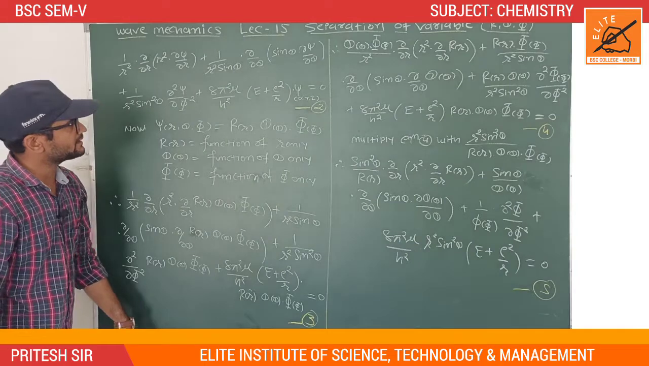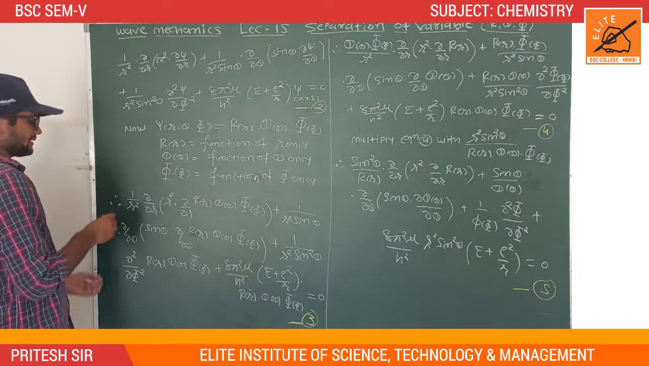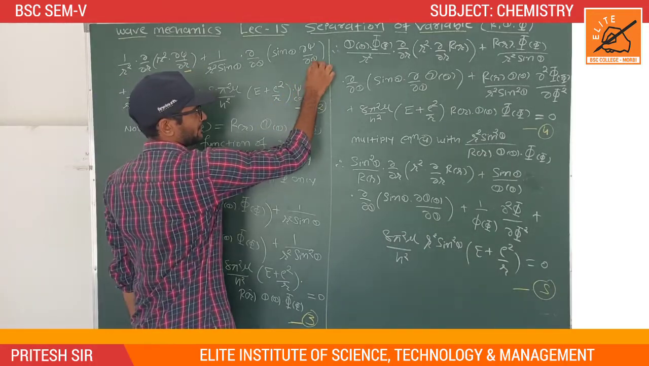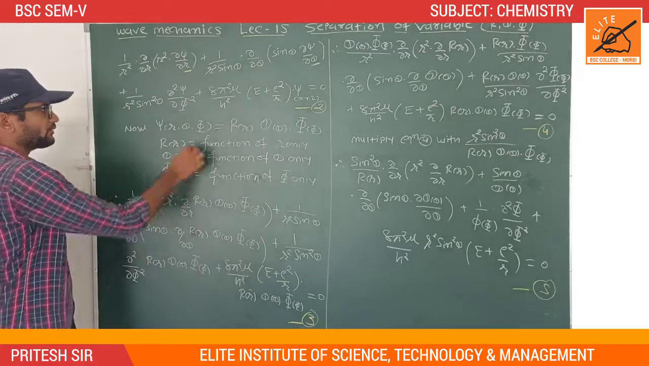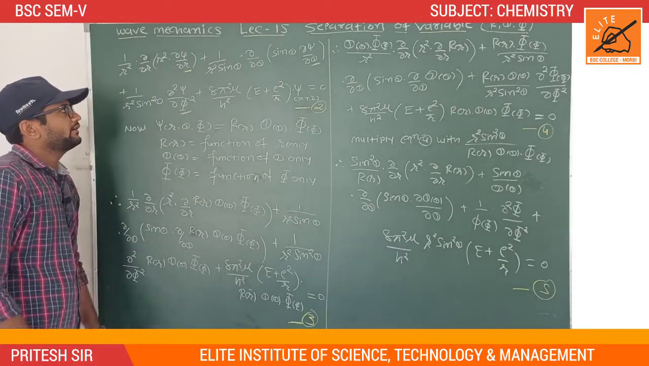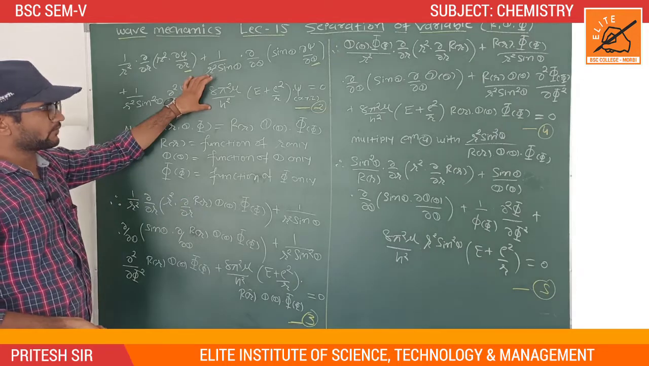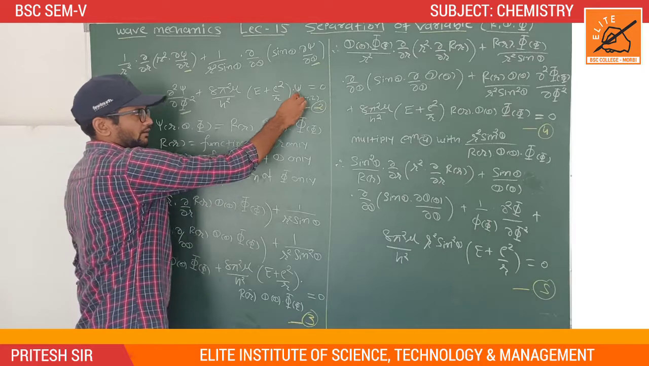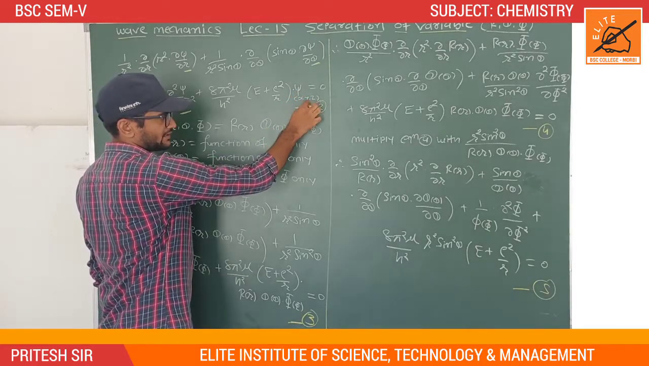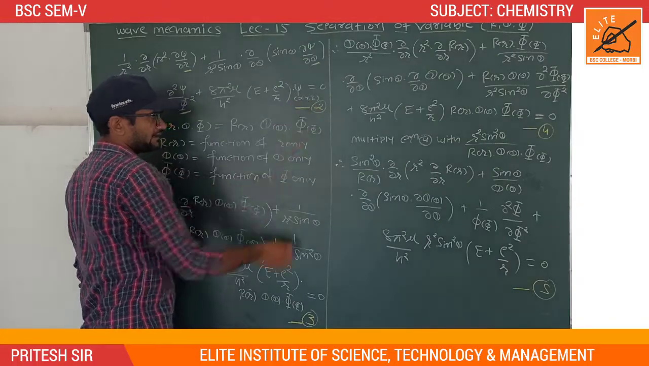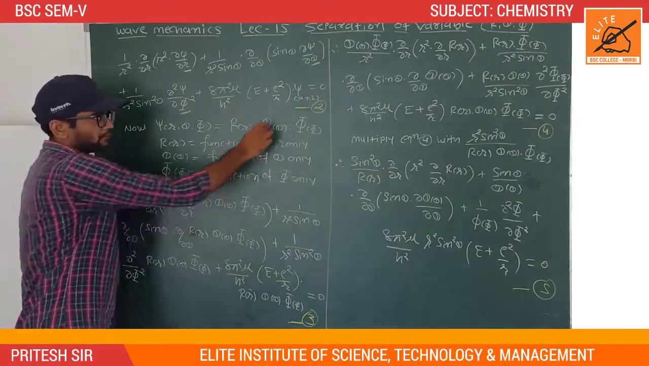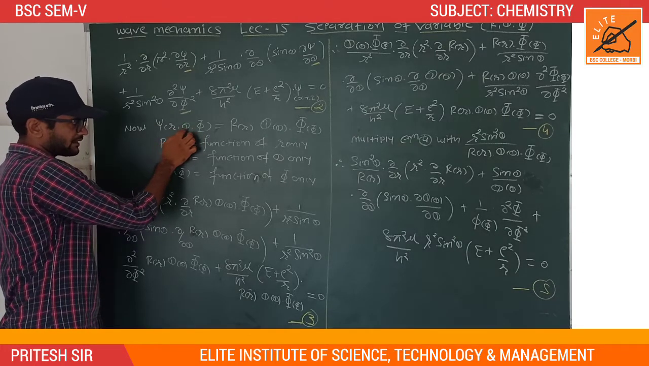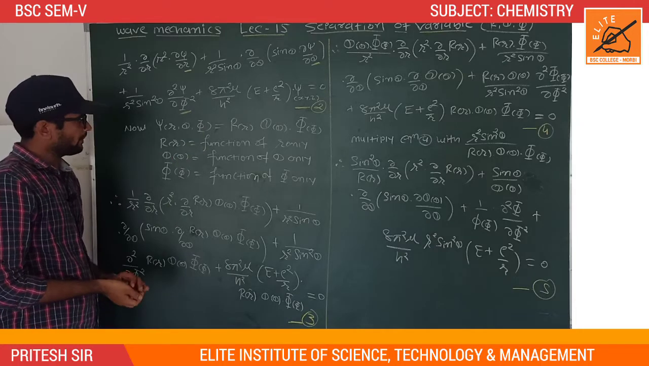There are three variables in this equation: the first one is with respect to r, the second one is with respect to theta, and the last one is with respect to phi. This is the Schrodinger equation for hydrogen atom in polar coordinates. Here psi of x, y, z means Cartesian coordinates. Now it will become psi of r, theta, phi in polar coordinates. Here r, theta, phi indicate the polar coordinates.